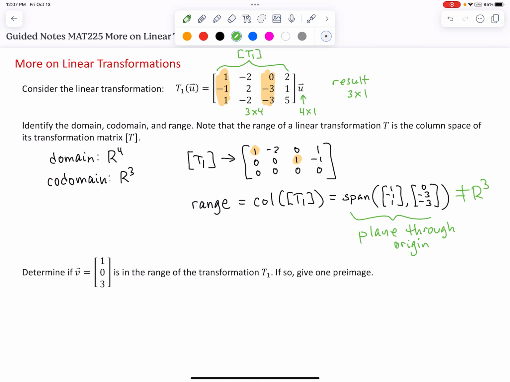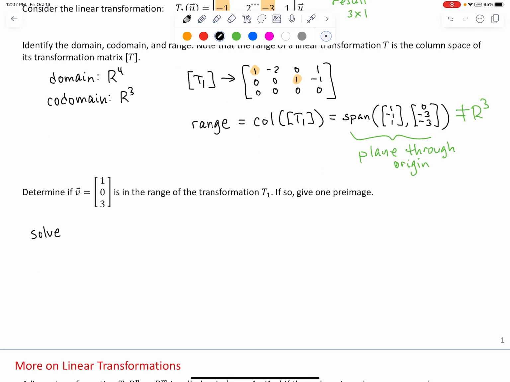So the next question is, determine if the vector v is in the range of the transformation T1. If so, give one preimage. So we essentially need to determine if this vector 1, 0, 3 is in the plane that we see depicted. So our goal is to solve the following system. We are looking for a vector u such that u times the matrix will be equal to this vector v. We'll convert this to an augmented matrix as follows, and then put this in reduced row echelon form to get.